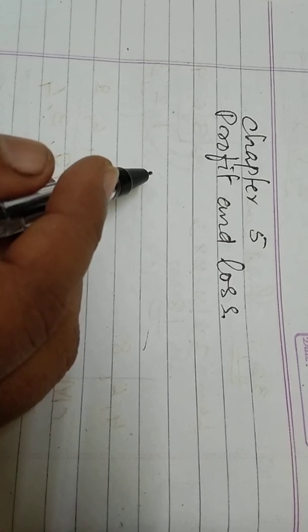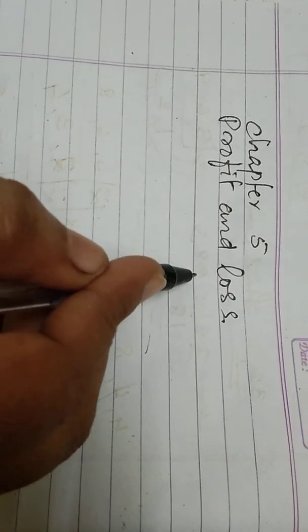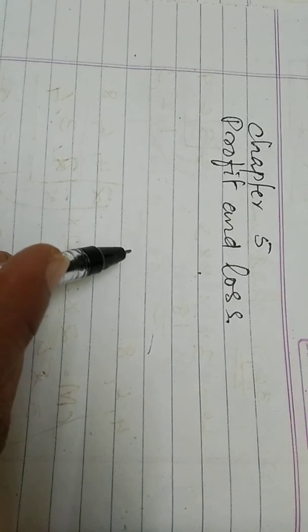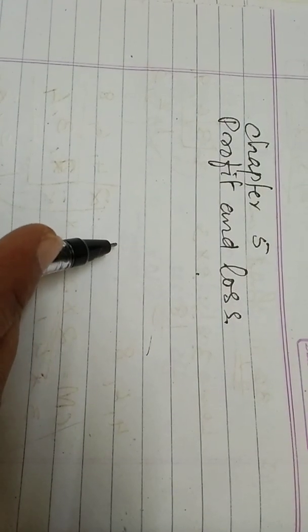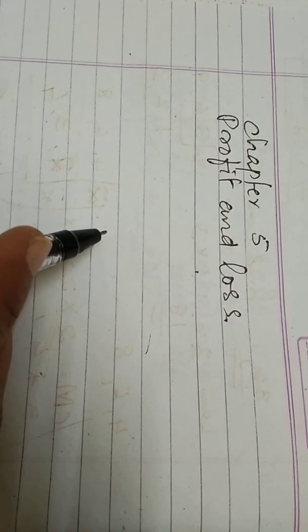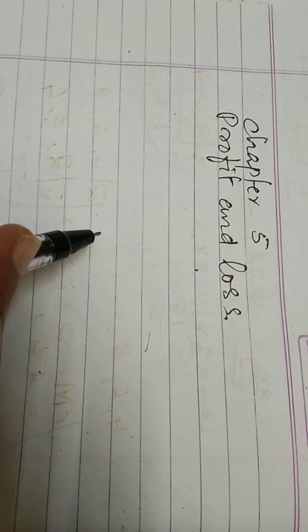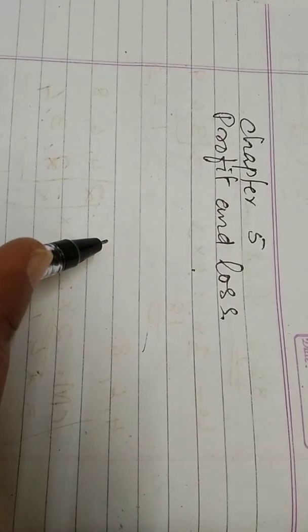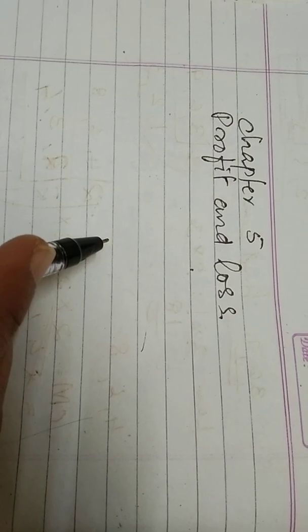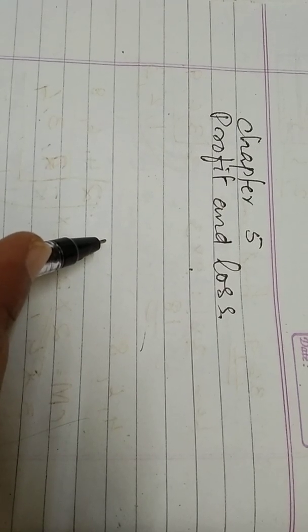Students, today we are going to discuss the chapter Profit and Loss, which is the fifth chapter. In this chapter we are dealing with some terms: cost price, selling price, profit, and loss. First, what is cost price and what is selling price?